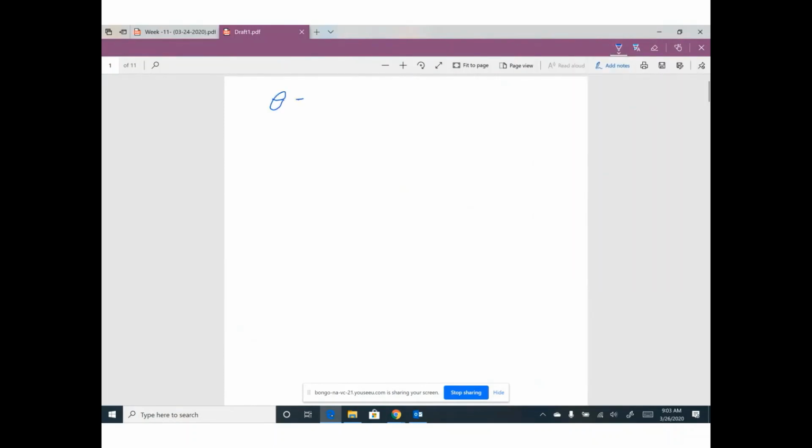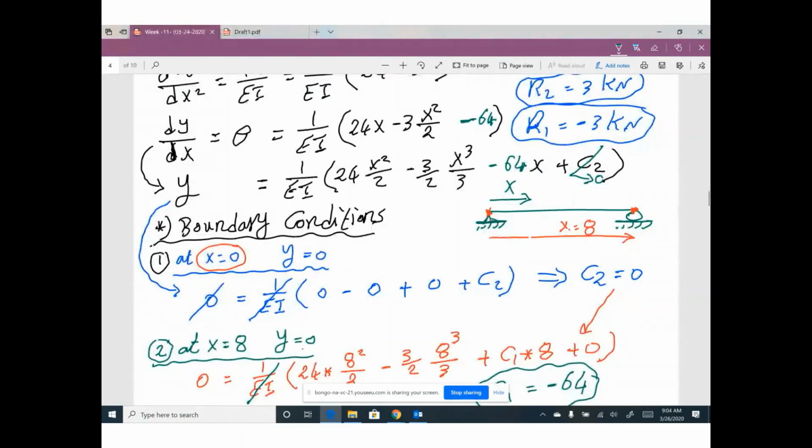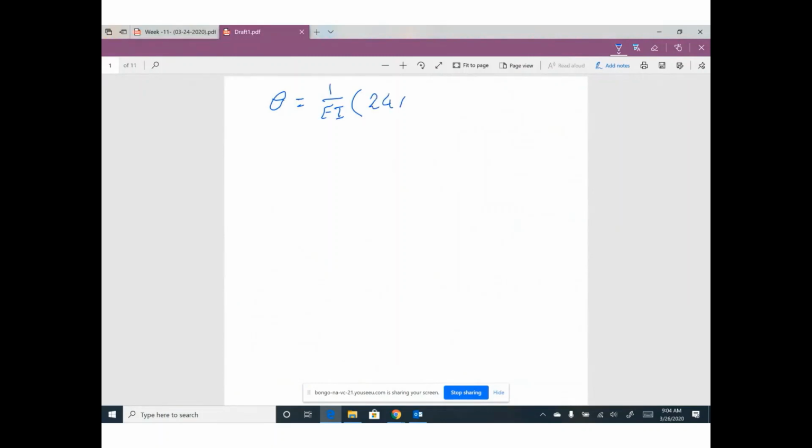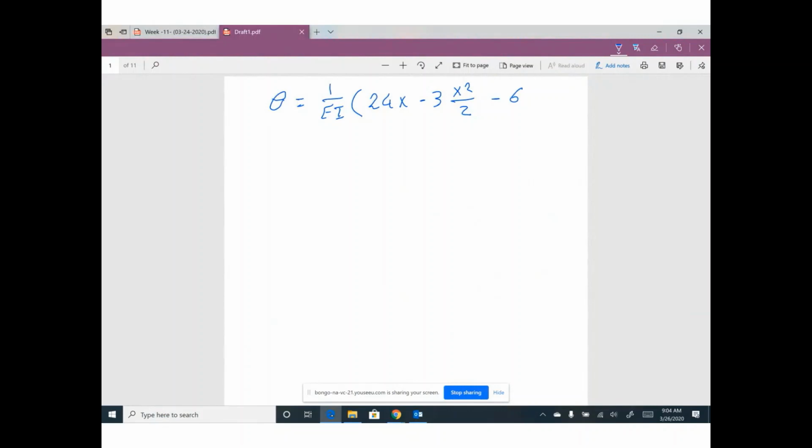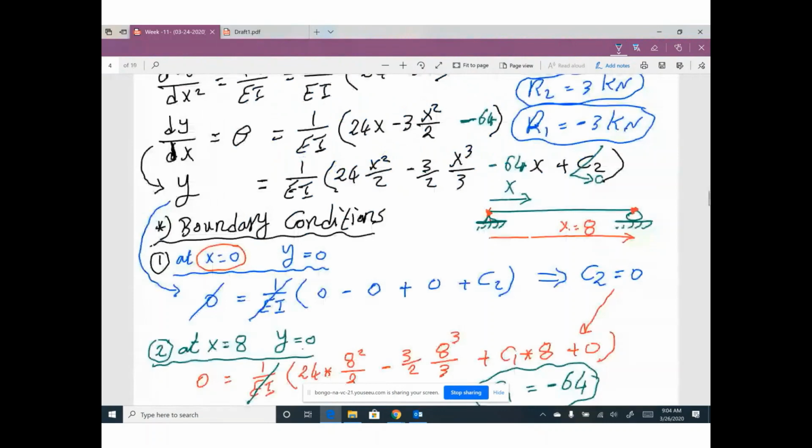Theta equals 1 over EI, 24 x minus 3 x squared divided by 2 minus 64. Y equals 1 over EI, 24 x squared divided by 2 minus 3 x cubed divided by 3 minus 64 x. Here is your final equation for y, for theta and y.